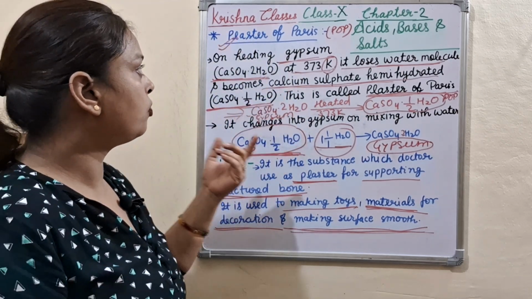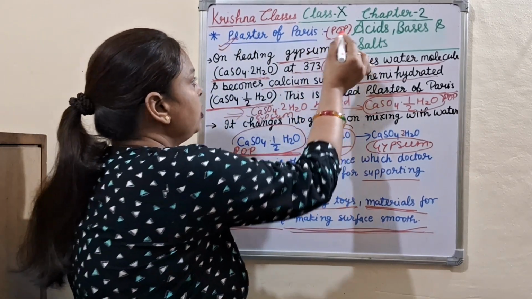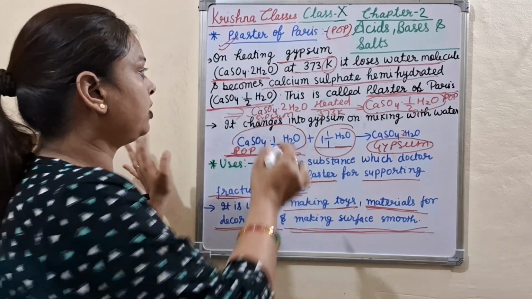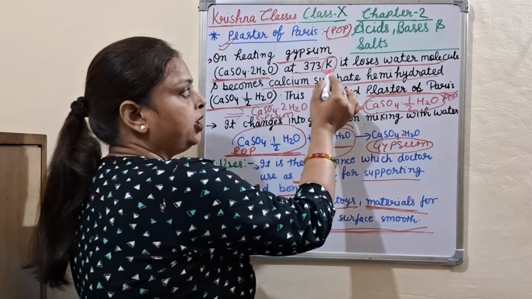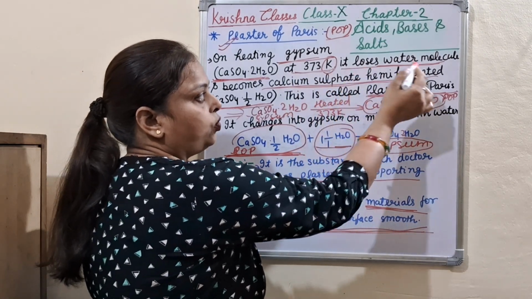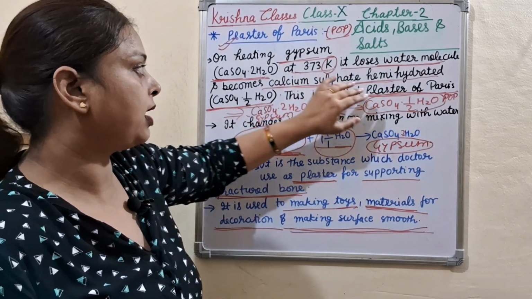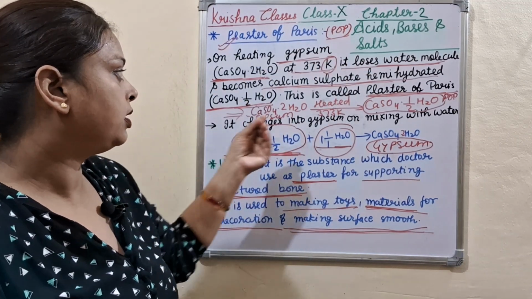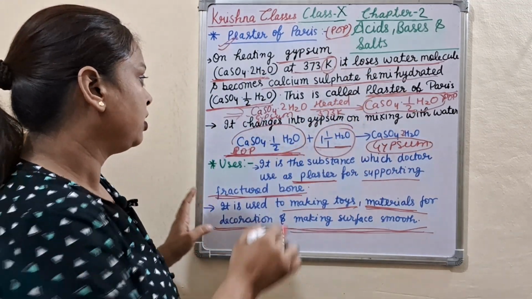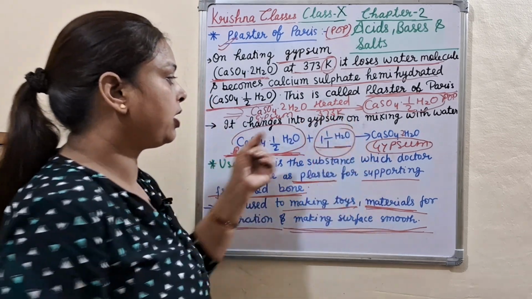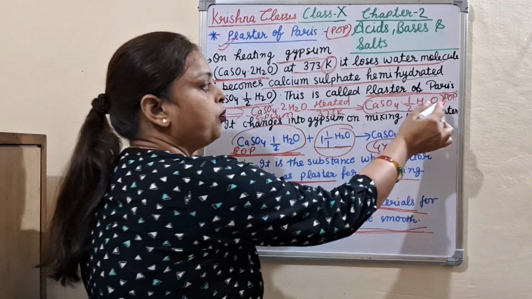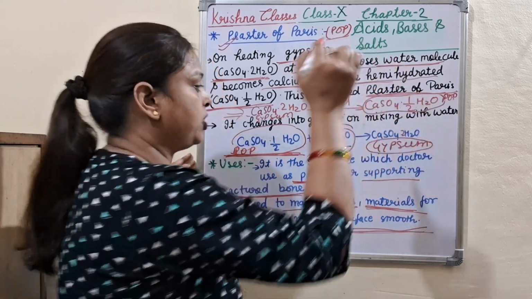I repeat again, what is the plaster of Paris? POP. On heating gypsum, what is the formula of gypsum? CaSO4·2H2O. At 373 Kelvin temperature, it loses water molecules and becomes calcium sulfate hemihydrate. This is called the plaster of Paris. The reaction is CaSO4·2H2O heated at 373 Kelvin forms POP, CaSO4·½H2O.